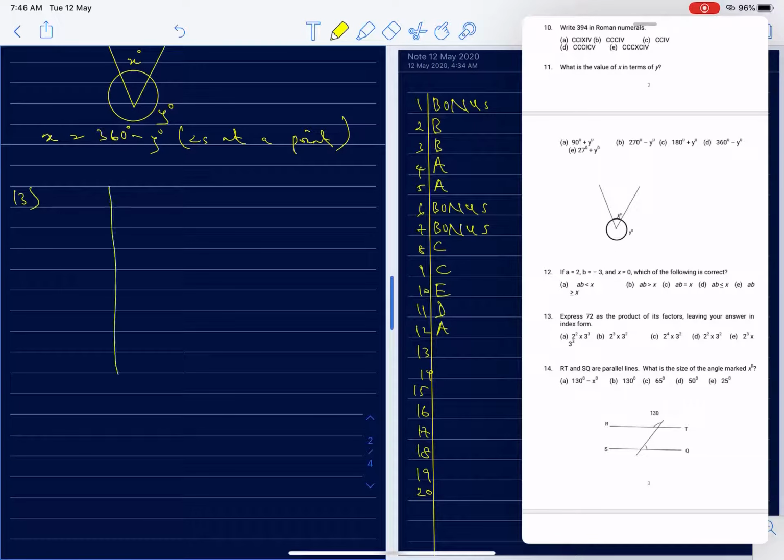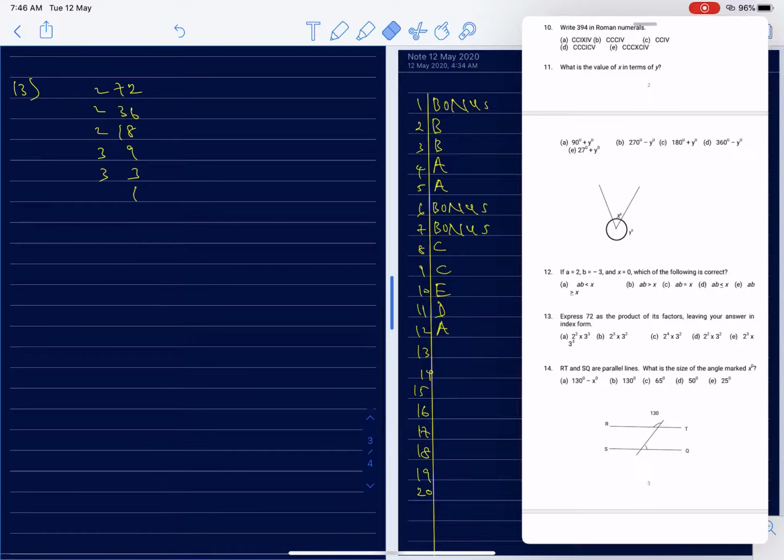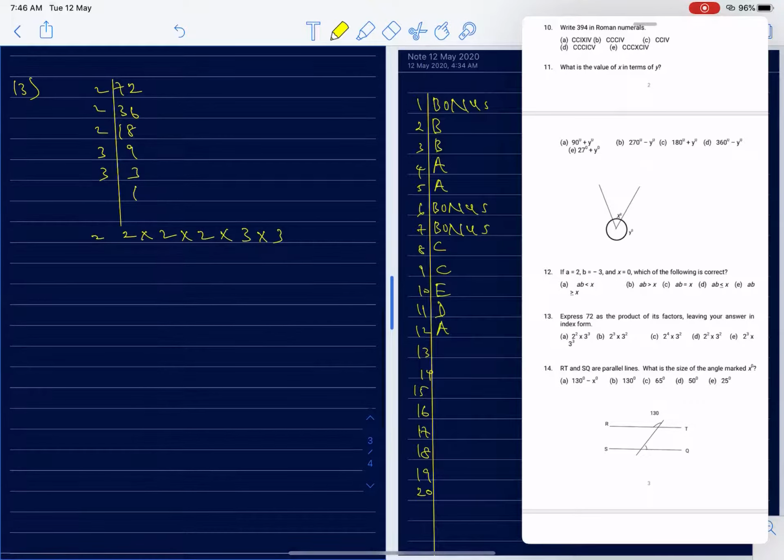72, you can do this simply. 2 in 72, 36, 2 in 36, 18, 2 in 18, 9. 3 is all we can use now, 3 in 9, 3, 3 in 3, 1. So 72 as a product of its factors is reduced this way. That means 72 is the same as 2 times 2 times 2 times 3 times 3, which is 2 raised to power 3 times 3 raised to power 2.